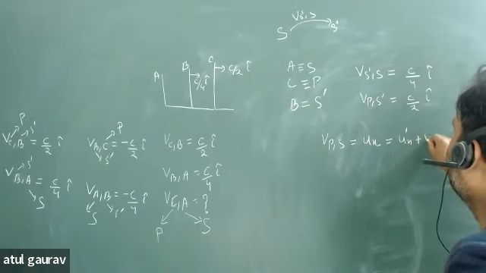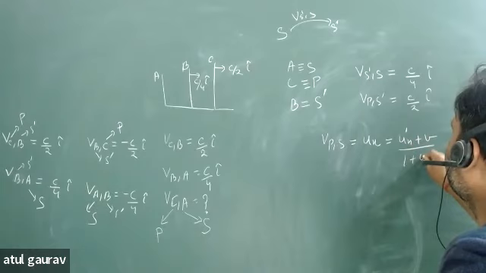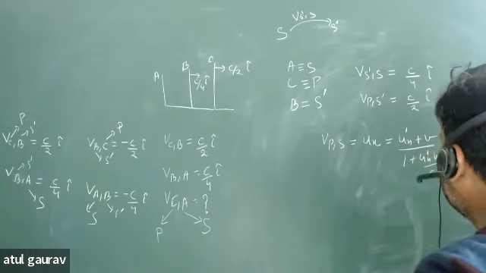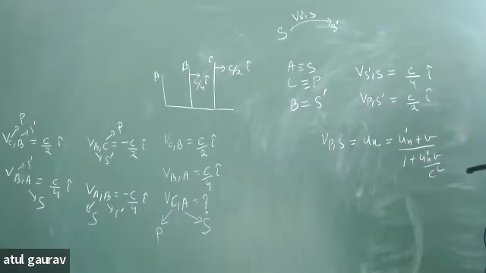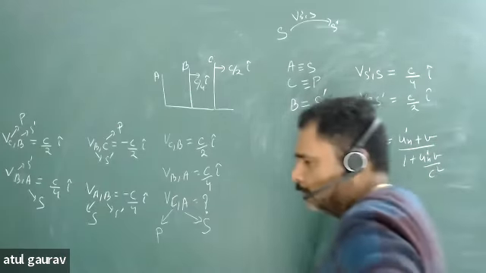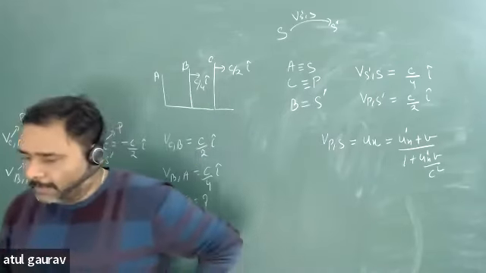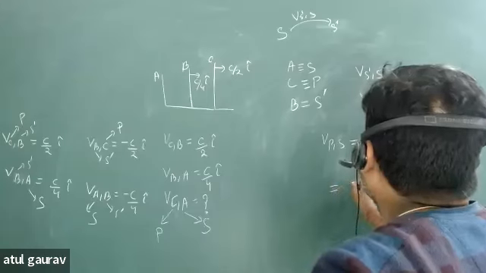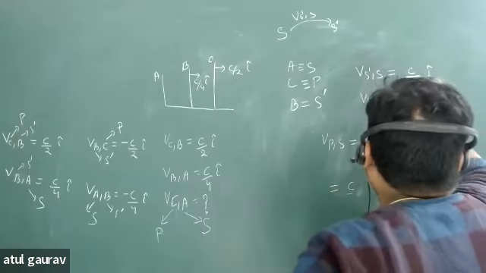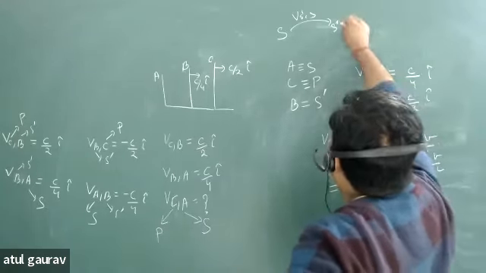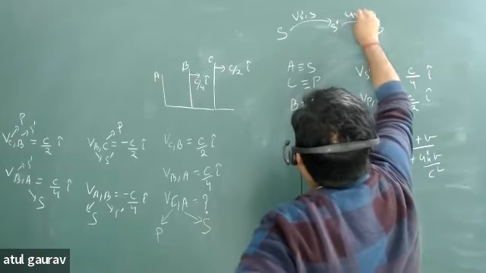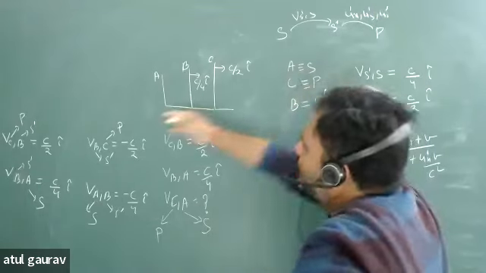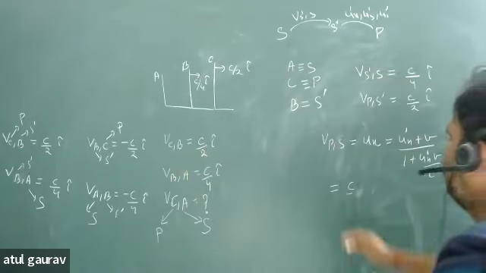UX equals UX dash plus V upon 1 plus UX dash V upon C square. Isn't it? Everyone? Yes, sir. Okay. Now, just put in what your UX dash is. C by 2. So this is the particle with respect to S dash. So this should be either UX dash or UY dash or UZ dash. Hence, everything is in the I cap direction, so we can easily write it.